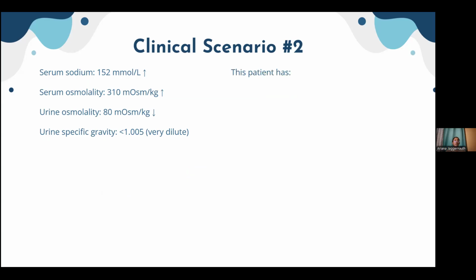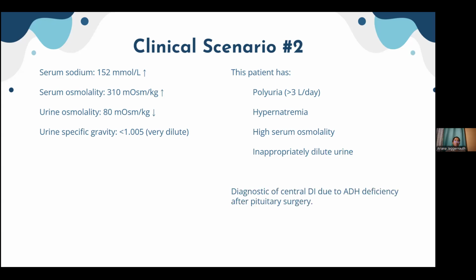So here we have a patient who is experiencing polyuria. She's hypernatremic, has a high serum osmolality, and inappropriately dilute urine. So all of these things are consistent with central diabetes insipidus due to ADH deficiency following transsphenoidal resection of pituitary macroadenoma.